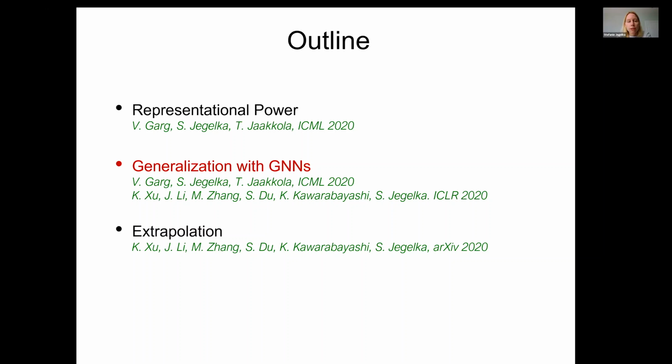So now I've talked a bit about representational power. I showed you one negative result. Now I want to show you a little bit more about learning with GNNs when they can actually learn the function. But before that, let me try to answer some of the questions that were posed here.